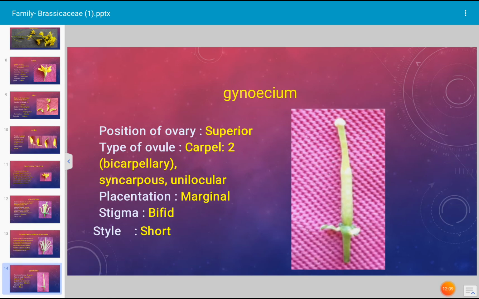And carpels are united, therefore it is syncarpous. And there is one locule, the unilocular ovary. How is the placentation? Placentation means attachment of the ovules to the ovary wall. Parietal placentation is there. See the stigma, slightly bifid, and the style is short. Next slide.